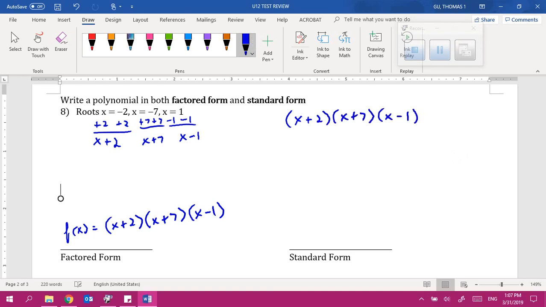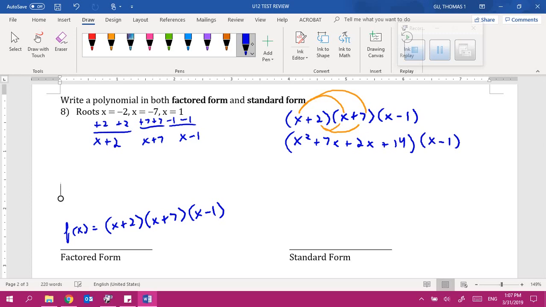Now it really doesn't matter which one you start with. I'm just going to multiply the first 2 sets of parentheses. So first, boom, x times x gives me x squared. Then x times 7x gives me plus 7x. Then we move on to the 2. 2 times x gives me plus 2x. And then 2 times 7 gives me plus 14. Okay, so that's going to be what's in one of my parentheses. And don't forget about the x minus 1 that we haven't even touched yet.